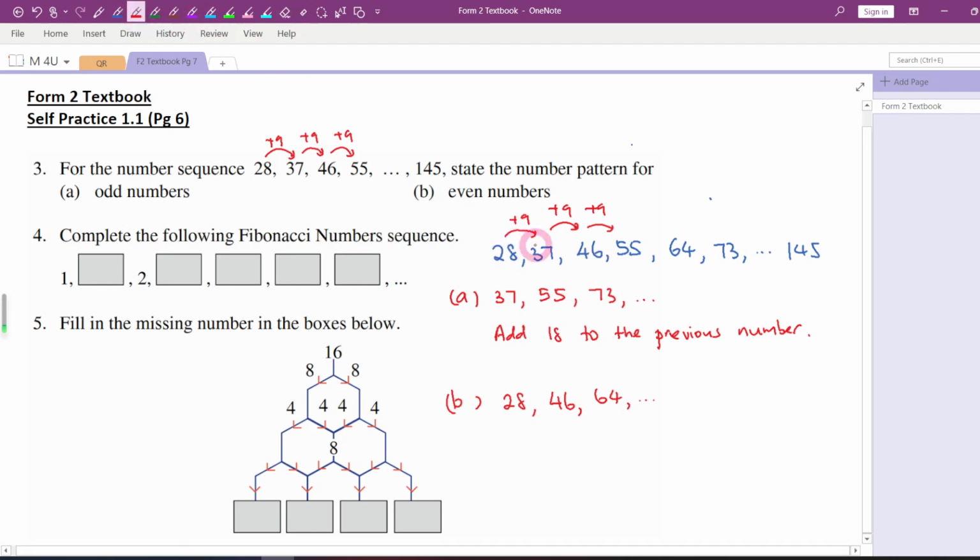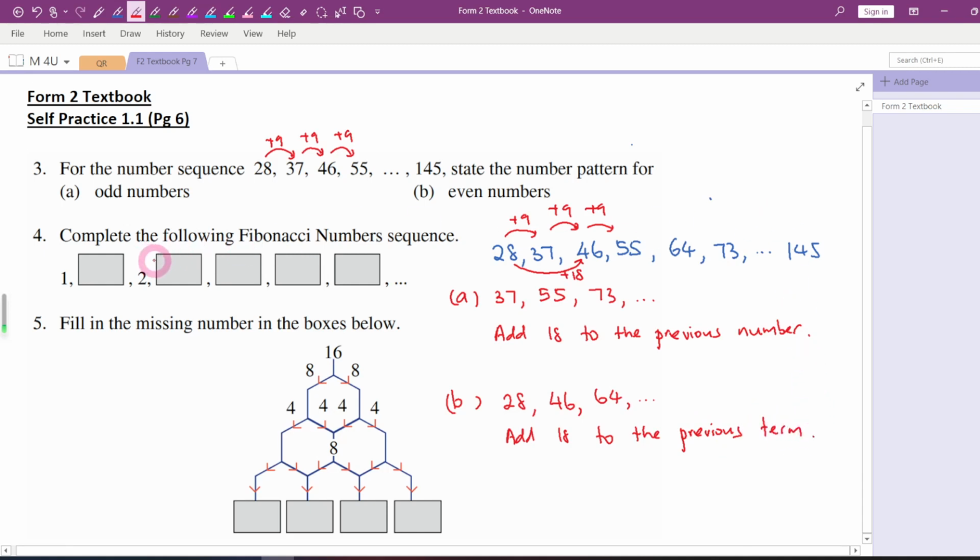Now, from here to here will be adding 9, right? From here 37 to 46, add another 9, right? So how about 28 to 46? It will be adding 18. Okay, so the same thing, if you want to state the number pattern for this even number sequence, it will be add 18 to the previous number. If you don't want to say previous number, you can say previous term. It's the same thing.